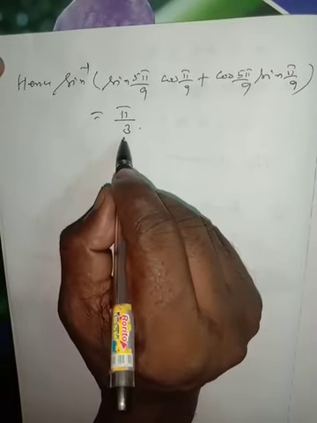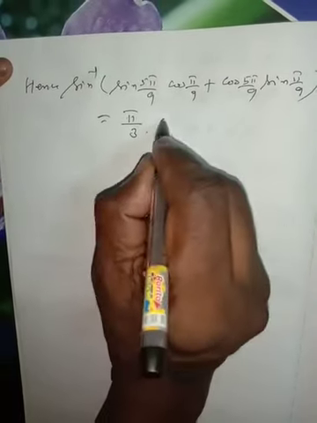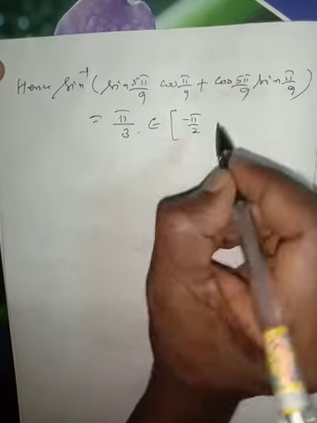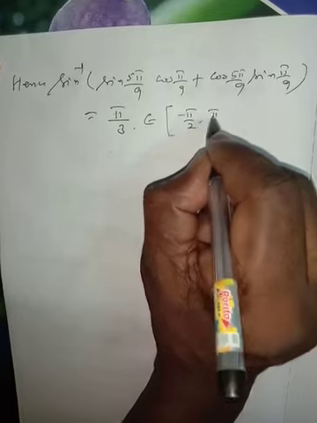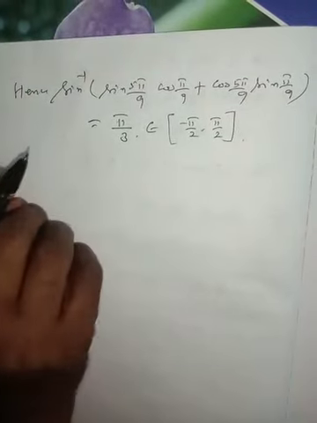Sine function varies from minus pi by 2 to plus pi by 2. So pi by 3 means 60. 60 belongs to minus pi by 2 and plus pi by 2. Hence the result.